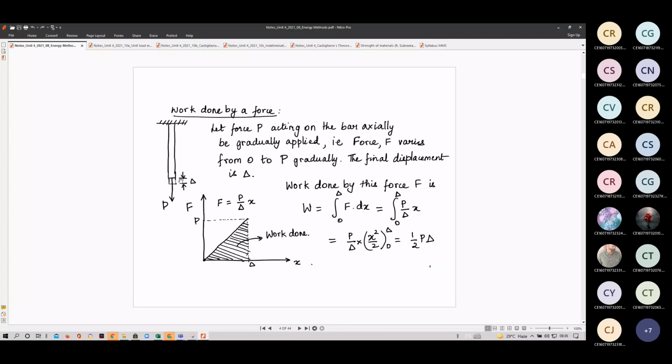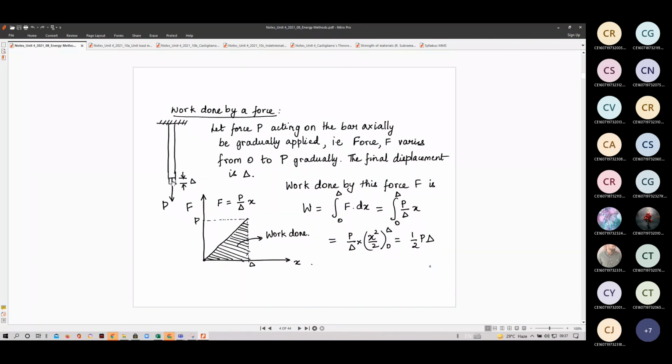Now, when the force is gradually applied, that means when we are applying the load P, it is not that there is a sudden application of the load. It gradually increases from 0 to P. Then, in that case, work done will be half times P into delta. This is the integral area. F will be P by delta times x. So when we integrate, you will get half P delta. You just have to remember this for a gradually applied load.